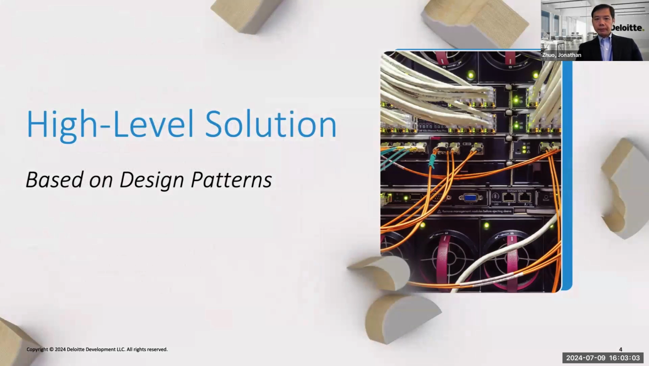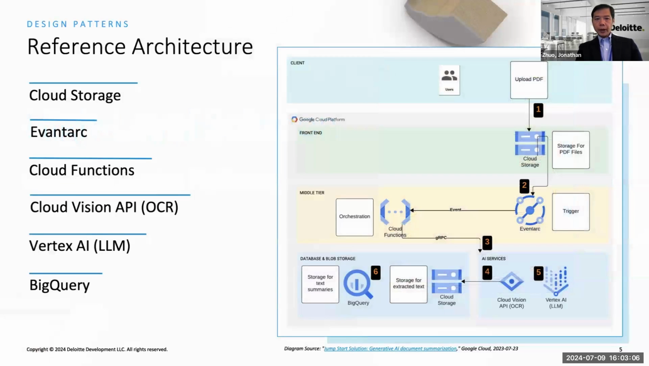Here's the high-level solution. I'm going to walk you through a reference architecture from the runtime perspective. Let's say people upload a PDF file directly to the cloud storage bucket. This upload triggers Eventarc to begin the document processing phase. And this document processing phase is handled by Cloud Function. Cloud Function plays the role of orchestrator.